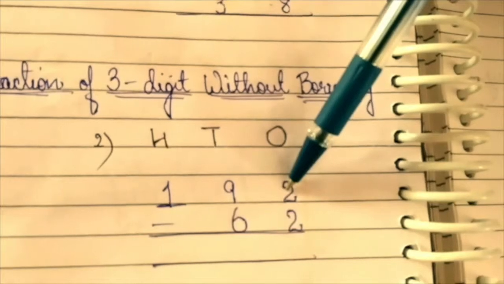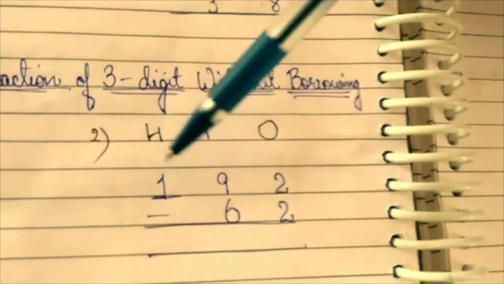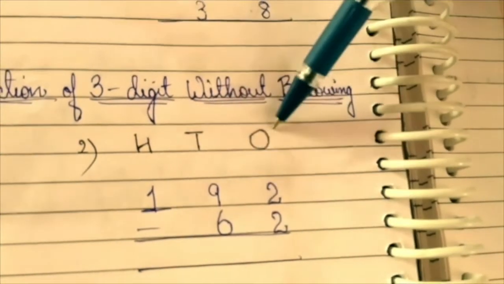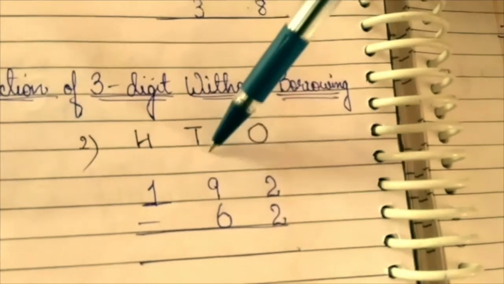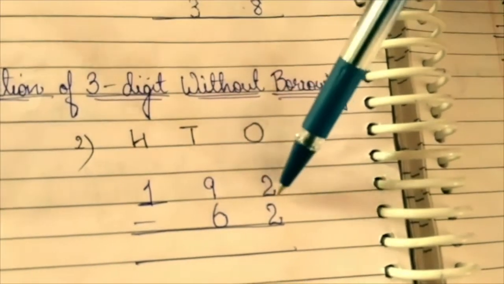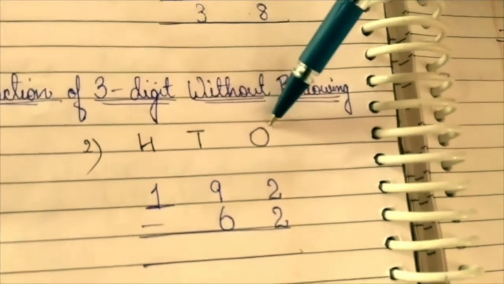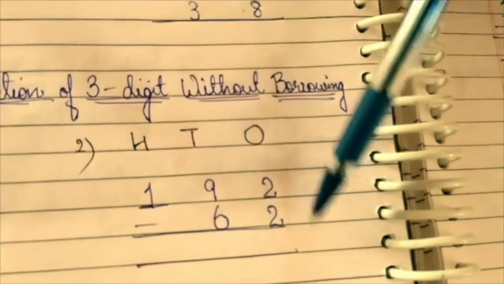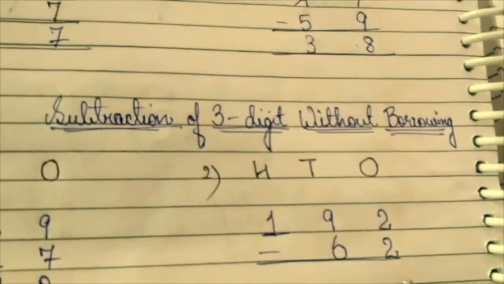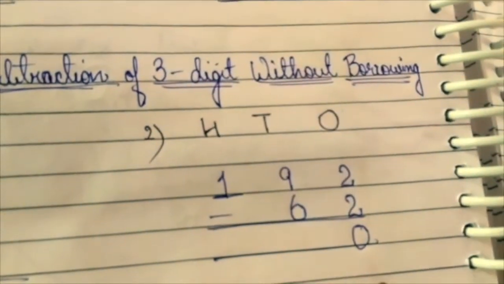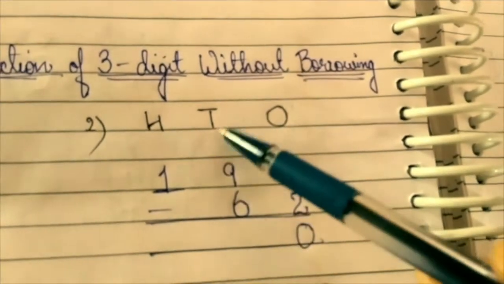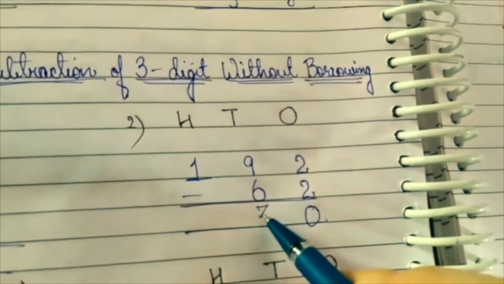192 minus 62. 192 means 100, 9 tens, 2 ones. And 62 means 6 tens and 2 ones. Let us find out the difference between 192 and 62. First we will solve the ones section. 2 ones minus 2 ones is equal to 0 ones. Let's solve the tens column. 9 tens minus 6 tens is equal to 3 tens.